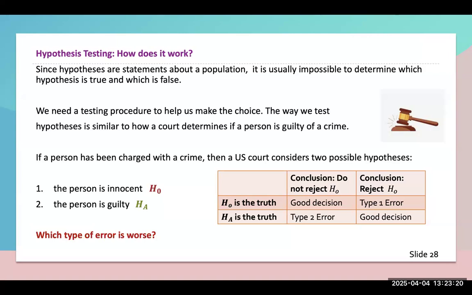Now, in terms of court and a person being guilty or not guilty, which type of error is worse? Is it worse to put an innocent man behind bars, or is it worse to have a guilty man walk free? I would say it's worse to put an innocent man behind bars. And that's the same assumption we're going to make with hypothesis testing. We're going to design a test so that we are conservative. We don't want to put an innocent man behind bars. So you're going to have to build a very strong case for us to reject the null hypothesis.